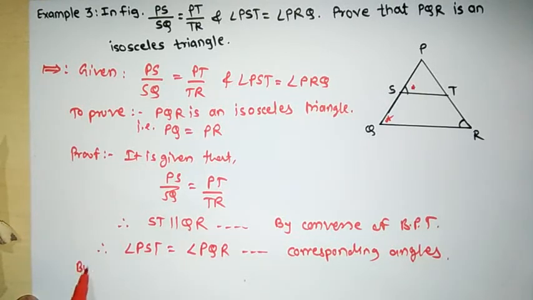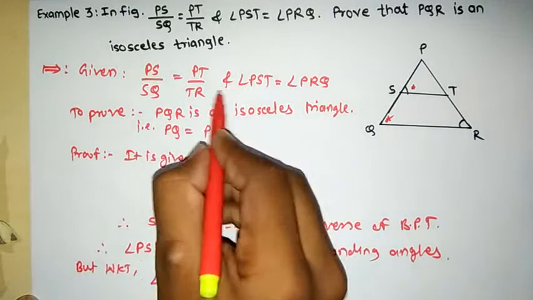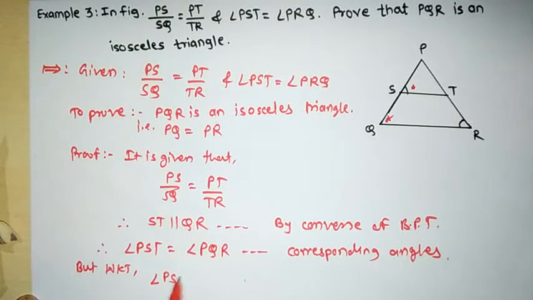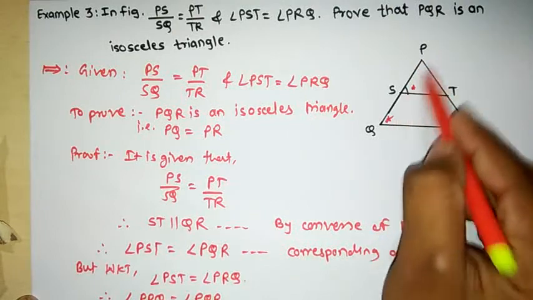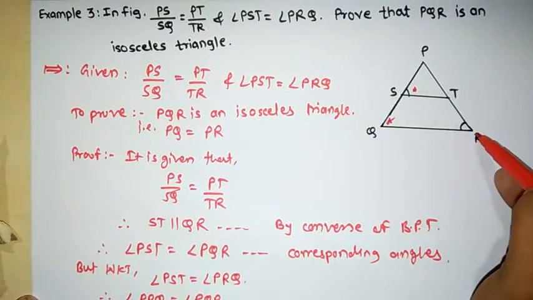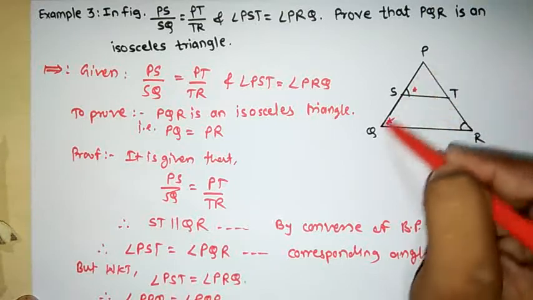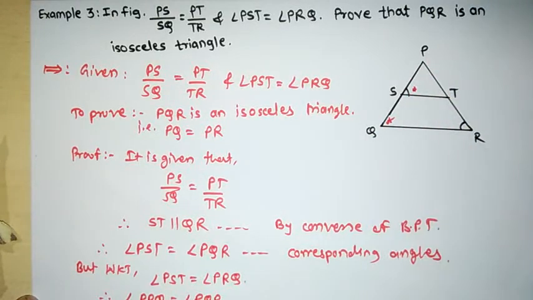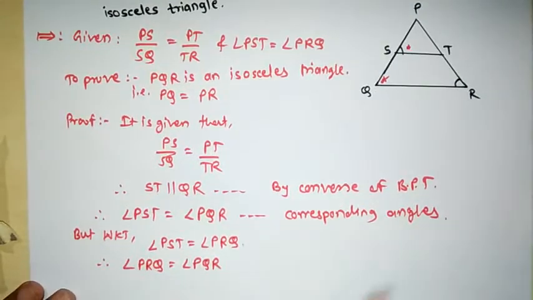But we know that angle PST is equal to angle PRQ. Therefore angle PRQ is equal to angle PQR. Can we write this? If angle PST is equal to angle PRQ and angle PST is also equal to angle PQR, then can we say that these two angles are also equal? Yes. Therefore angle PRQ is equal to angle PQR.